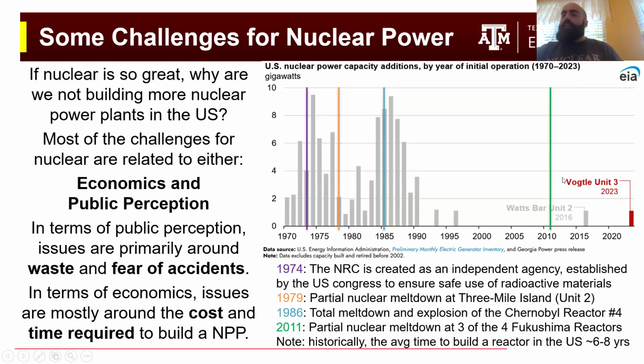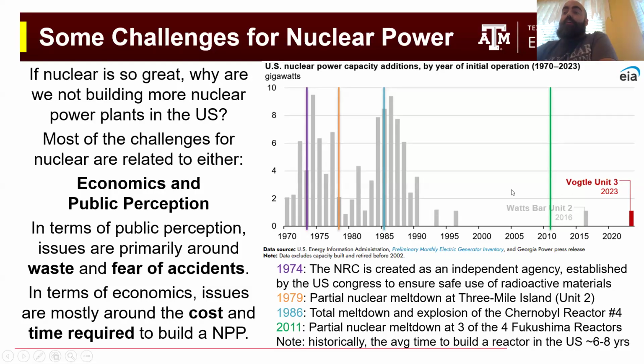And then in 2011, things were already stagnating, and then Fukushima happened. In terms of ranking of accidents, Chernobyl was the worst, followed by Fukushima, followed by Three Mile Island. So Fukushima was very bad.